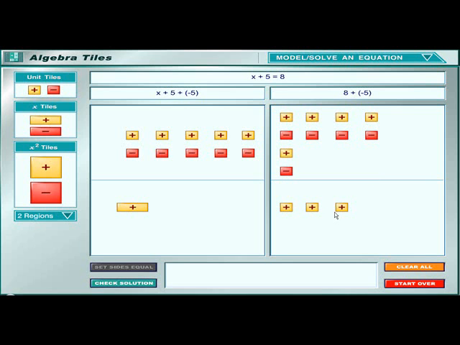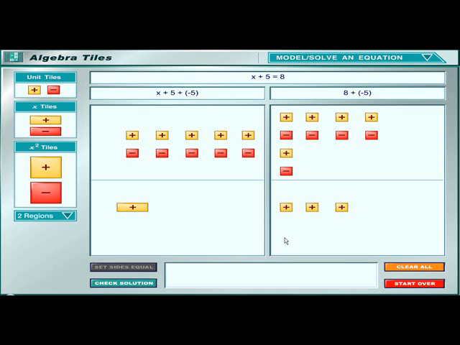And remember, whatever is on one side of the equation is going to equal the other side. Since we have an x tile on one side of the equation or the mat, and 3 positive unit tiles on the other side of the equation or the mat, this equation or this problem would read as x equals 3. Therefore, the unknown number, or x, is 3. 3 is the answer for this equation.